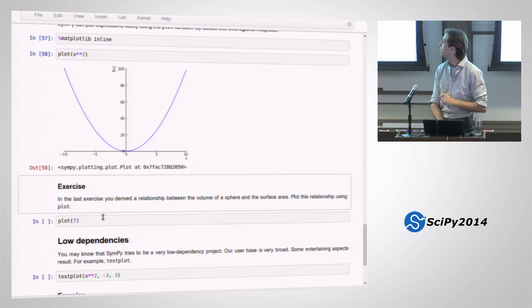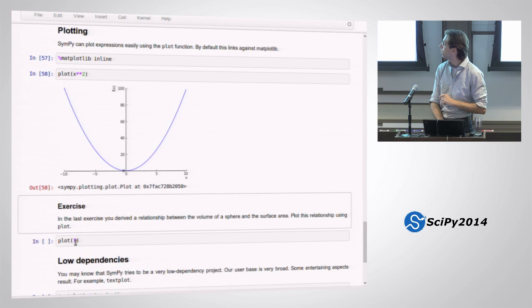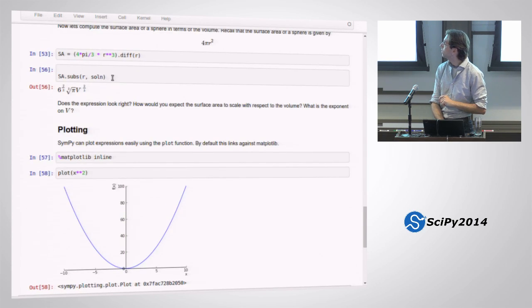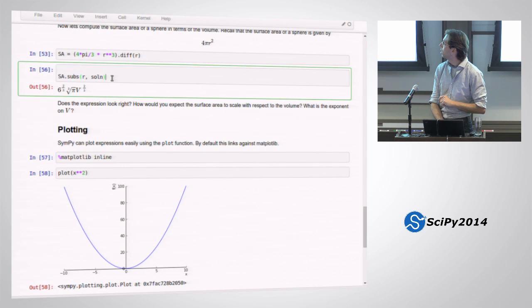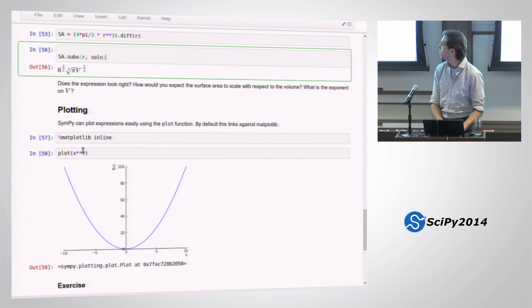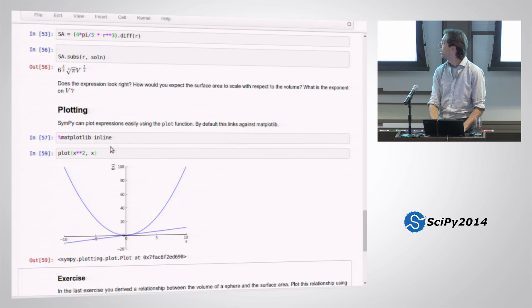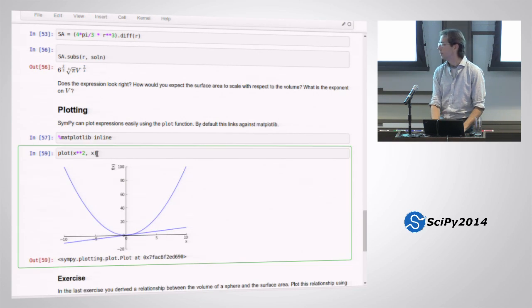So exercise: use the plot function to plot the last relationship we just had. So you did this. So plot this using plot. If you want to be extra explicit in plot, you can say the variable with which you want to plot against. Oh, how do I do this?